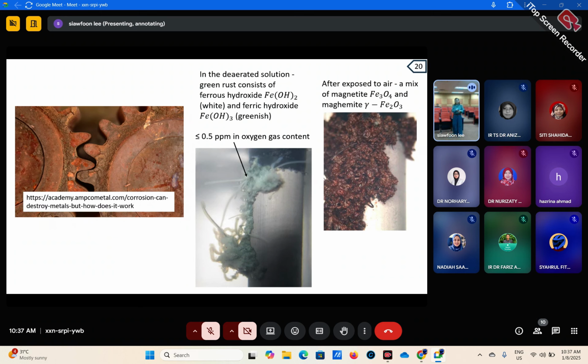However, when this oxide is formed on the surface of the steel, and then you slowly let oxygen gas go inside this solution, and you expose this green rust to the air, slowly it will change to the dark red color and a little bit of black color, the same as the naturally formed corrosion. And they call this a mix of magnetite and maghemite.